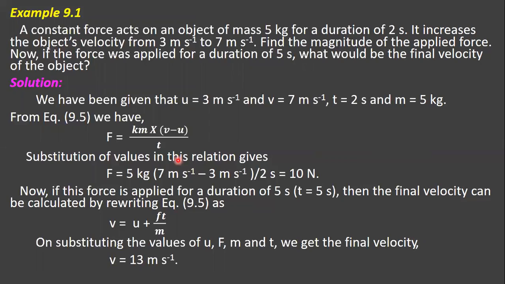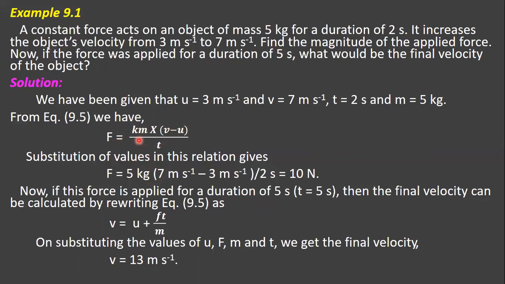It gives F equals, here m is 5 kg. Here you can leave the k, children, because it is a proportionality constant. You can write it as F equals m into (v minus u) by t. Now substitute the values here.